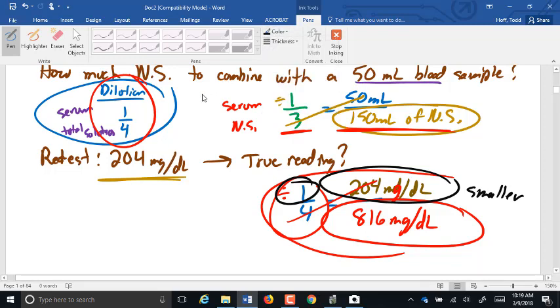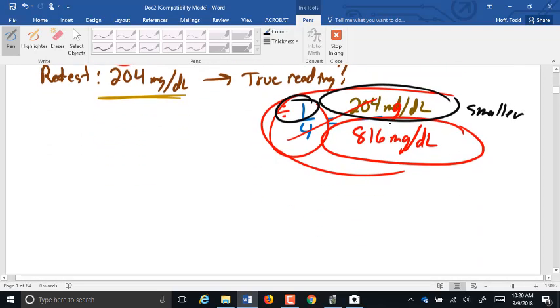You look really confused. Because we asked how much saline do we have to add to the blood? So we had to know how much saline to add to the blood. So we use that to figure out we're going to add 150 milliliters of saline to that 50 milliliter blood sample. Added to the, yes, added to the blood to get that diluted amount.